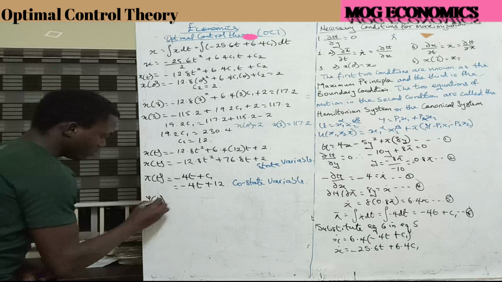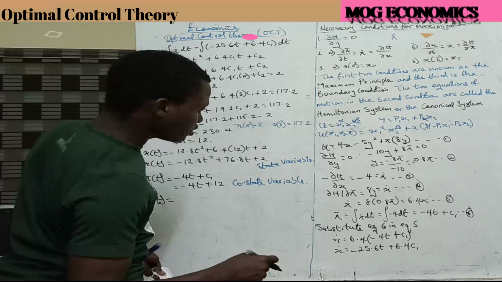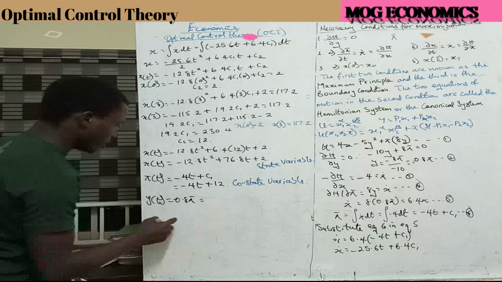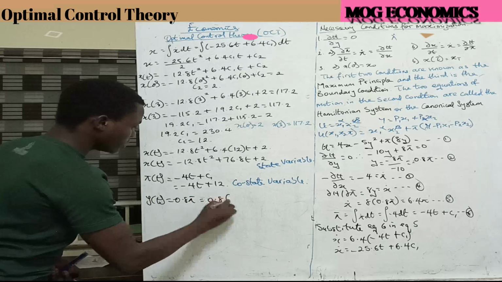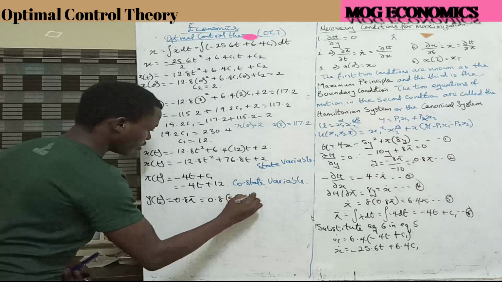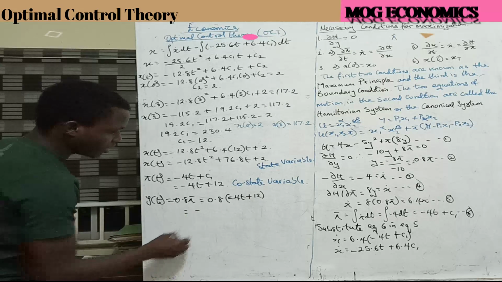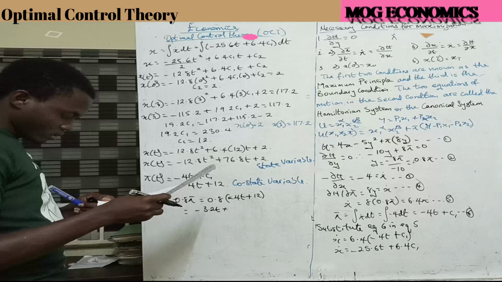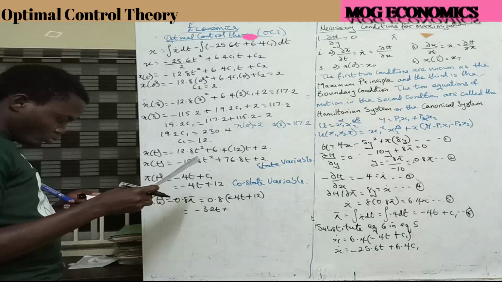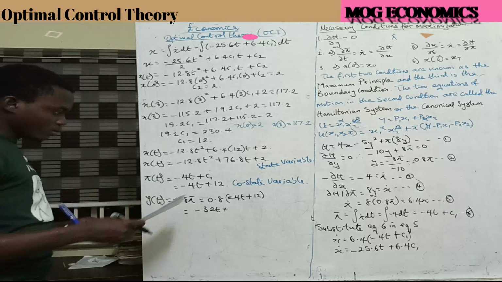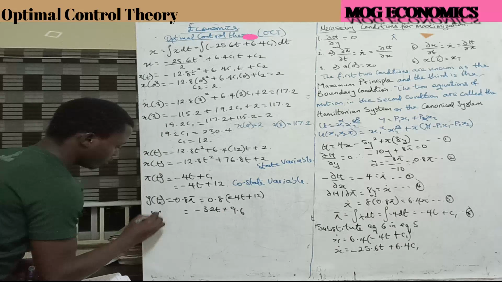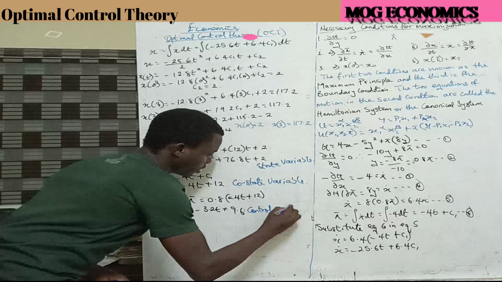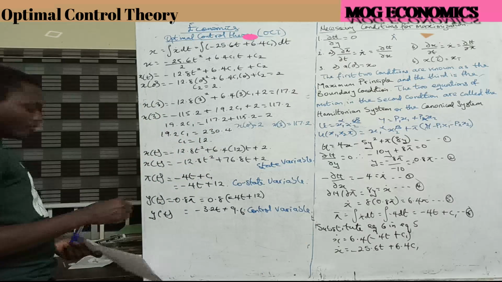And what's our control variable, which is y(t)? I think it was expressed in terms of lambda somewhere. Yeah, y(t) is equal to 0.8 lambda. So we have 0.8 lambda, and since this is lambda of t, you have 0.8 times the bracket of minus 40 t plus 12. So this should be minus 3.2 t plus 80% of 12, which is 9.6. Okay, 9.6. So this is our control variable. Next is to test for the sufficiency condition.